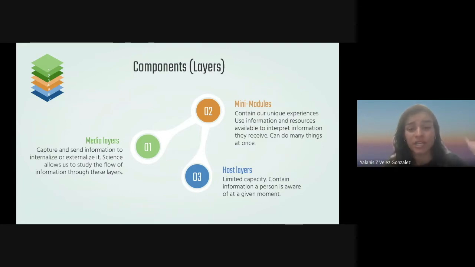So after that neurotransmitter gets sent out, we lose track of the information, and that's when it reaches the mini modules. The mini modules will be in orange. And we don't really know where they are because the mini modules are internal. They are part of our minds. They are inside of our minds.